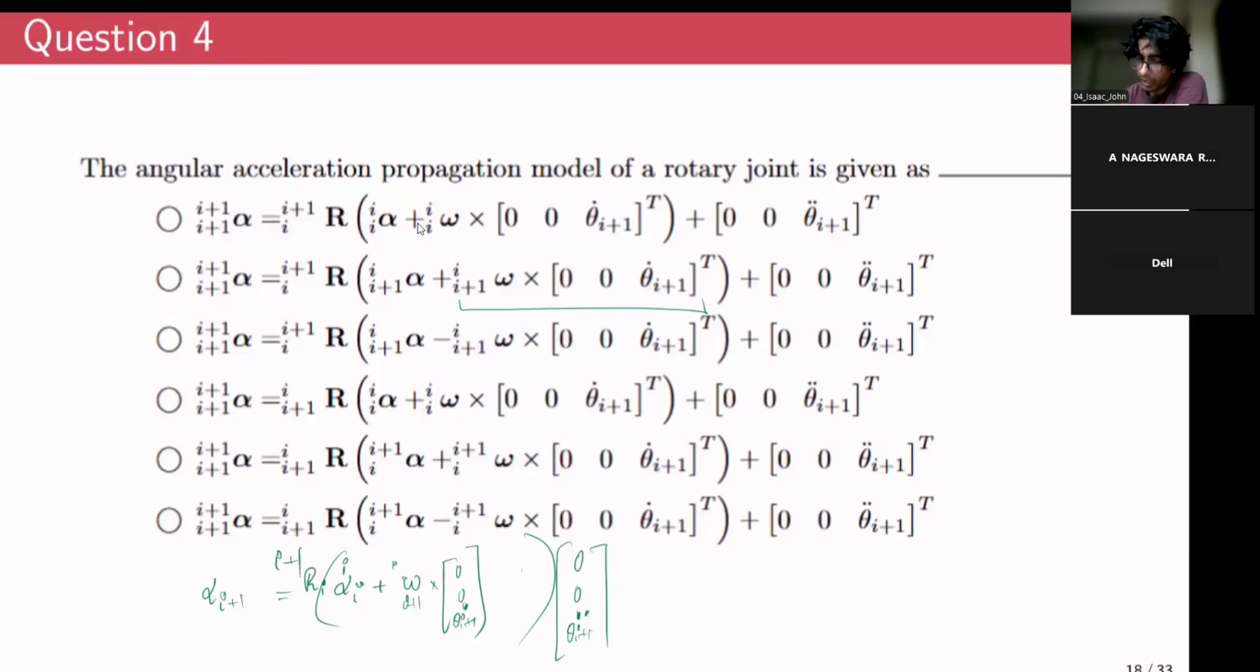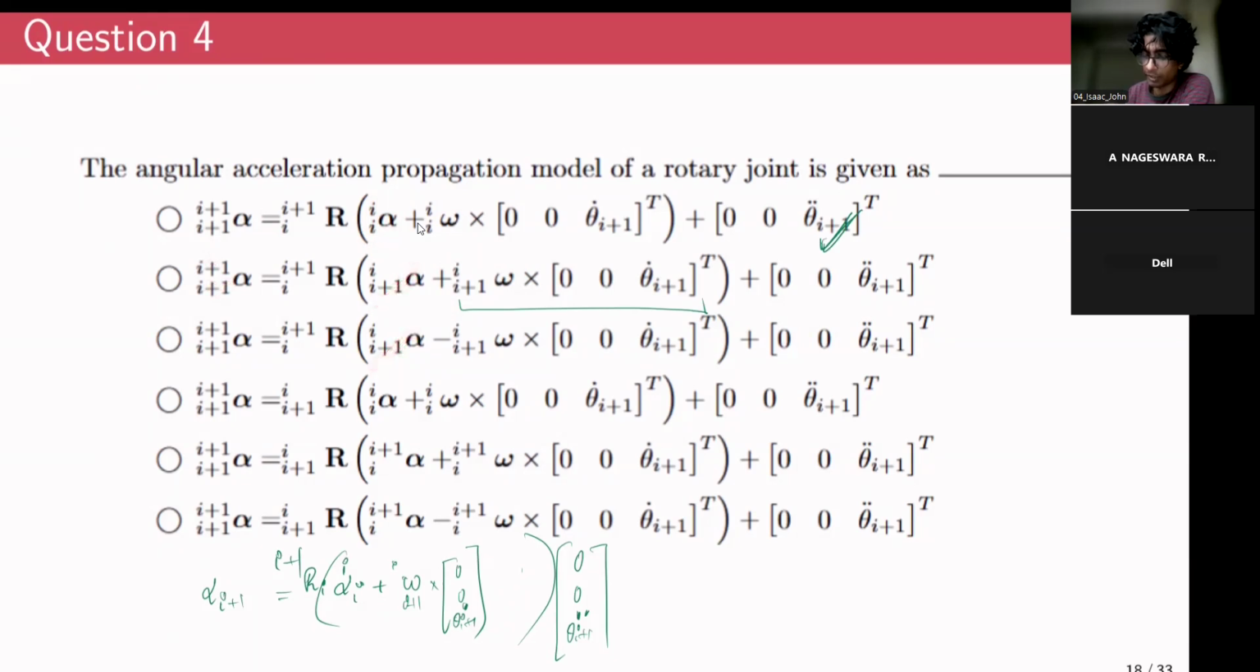So in that regard, I believe the correct answer is option A, I suppose. Option A itself. Because in all the other terms, yeah, this is not correct. This won't make it recursive, right? Because for it to be recursive, these terms, alpha of the previous link should be expressed with respect to I itself, and alpha of the current link should be expressed with respect to I plus 1. So this term won't qualify.